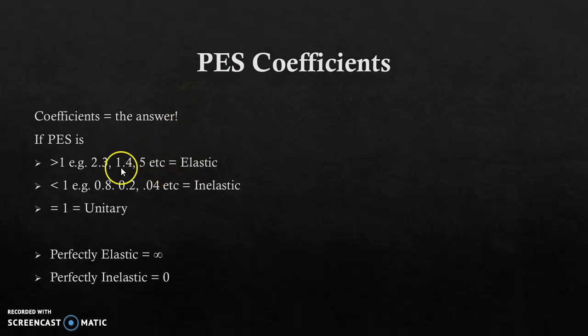If the answer you get is over 1, we say it's elastic, and these are some examples you might get: 2.3, some number over 1. If you get a number under 1, like 0.8, 0.4, 0.6, then it's inelastic. If, however, you get 1, then it's unitary. You've got a perfectly proportionate response.